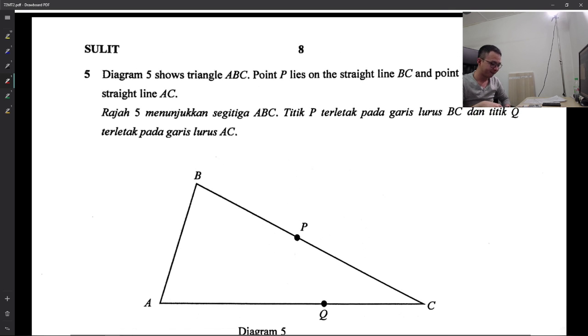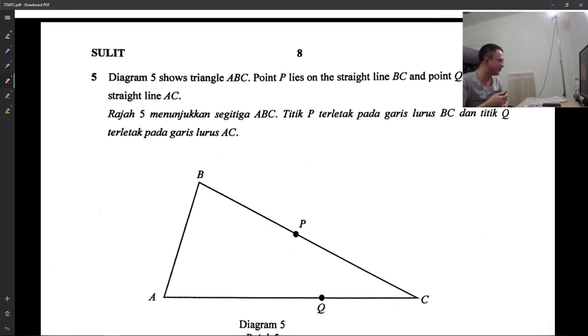Alright, let me move on to question number 5. If not, I don't think we can finish in 2 or 2.5 hours. We will spend more time on it.